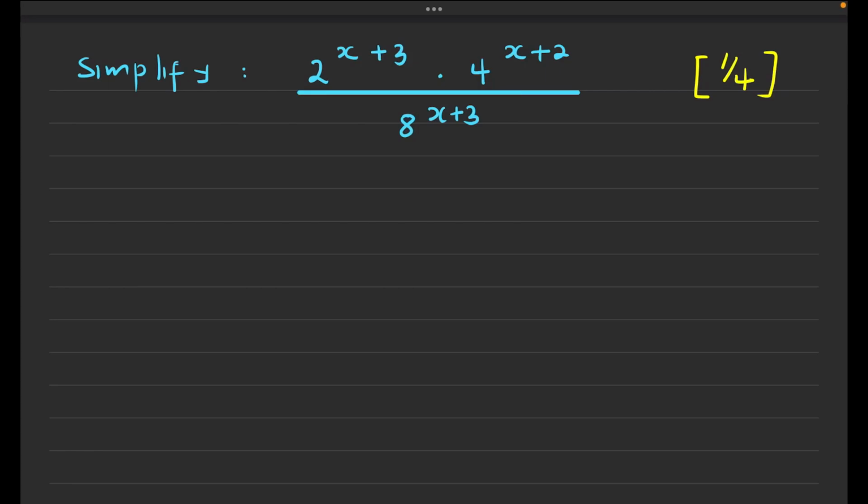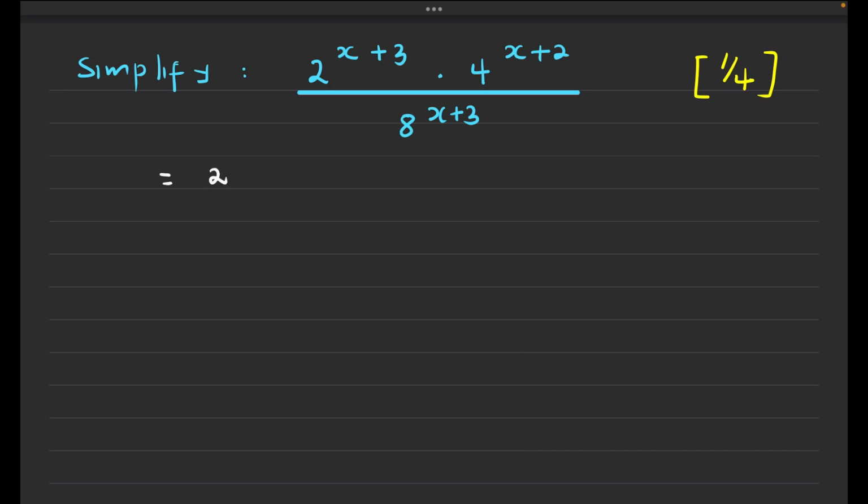Simplify 2 to the x plus 3 multiplied by 4 to the x plus 2, divided by 8 to the power x plus 3. You can pause the video and do it by yourself at home and see if you're going to get a quarter as the final answer.